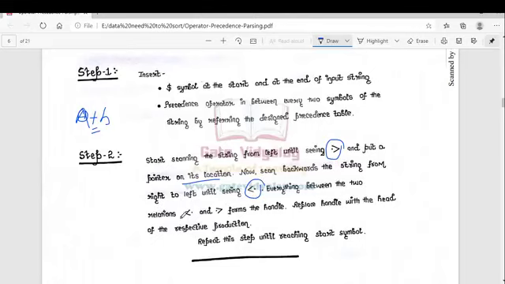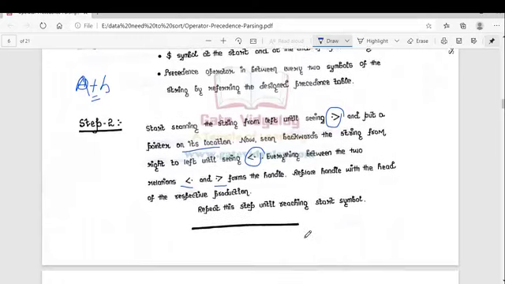Everything between these two forms the handle. Okay, only these two operators work. One is for pop and the second is used for push. Replace the handle with the head of the respective production. Repeat this step until reaching the start symbol. Okay, these are the rules.